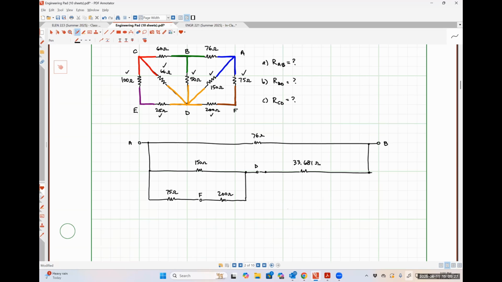So now I'm going to shift over to the left, right? So between A and D, I see 75 in series with 200. So that'll look like 275. And now I see that that 275 is in parallel with 150. So I have 275 times 150 over 275 plus 150. That comes out to be 1,650 over 17.